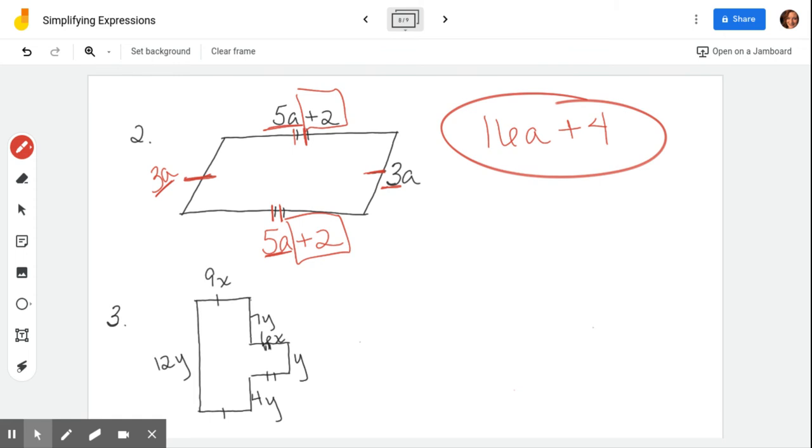Last one here, number 3. I've got a couple sides that aren't marked. As I look around the figure, I want to make sure that every side has a length. So look, this one right here isn't labeled. And then this one down here isn't labeled. So the first thing I should do is figure out those sizes. Well, this one here has 2 marks through it. So it's the same as this one that has 2 marks. So this one here is also 6x.